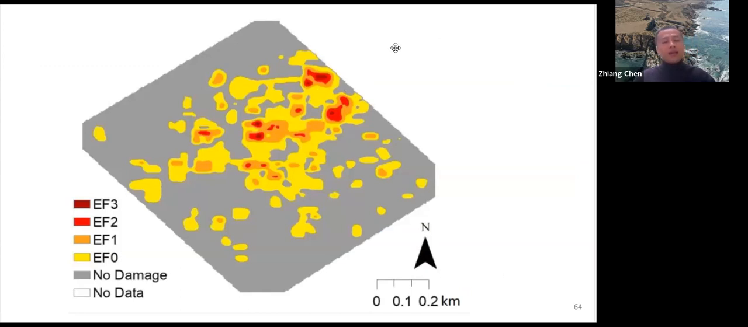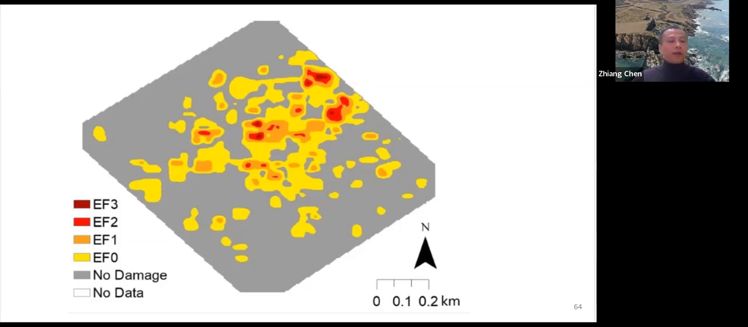And also this damage information can be used for search and rescue. For example, this area has severe damage. When we have a search and rescue strategy, we can probably prioritize those higher damage areas.